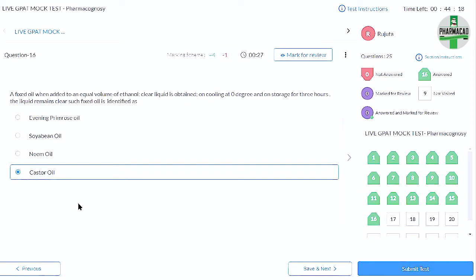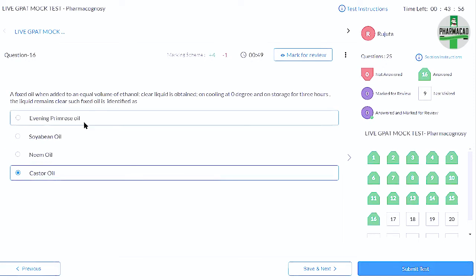Ma'am, when I was studying, it was clearly written that the test is given only by castor oil, because castor oil only produces a clear liquid solution. Okay. So this was in your memory. If at all you don't recollect this, okay.